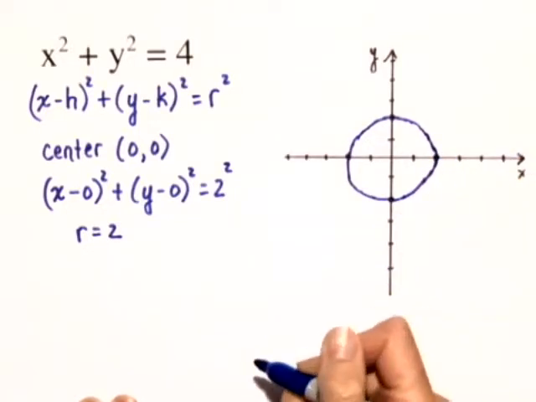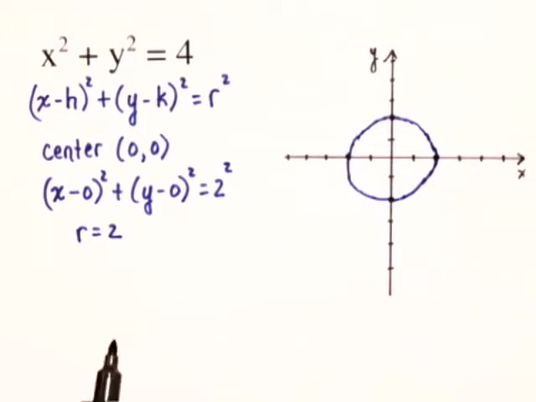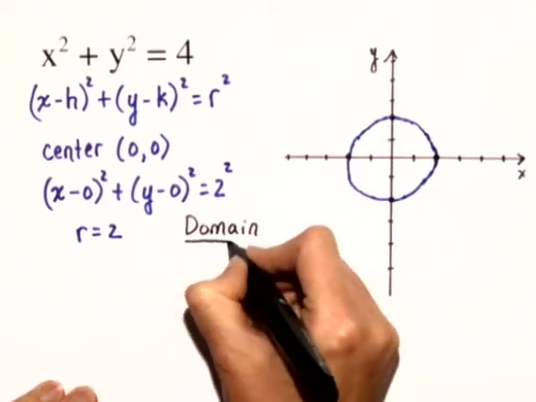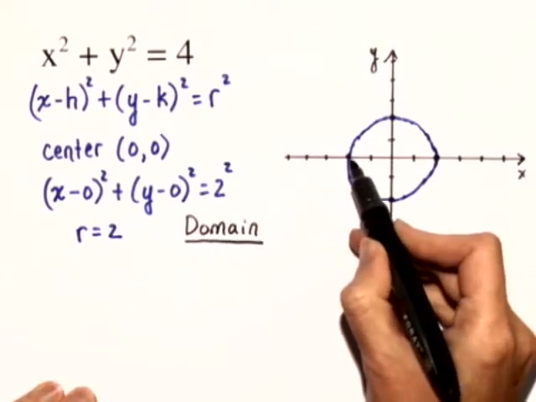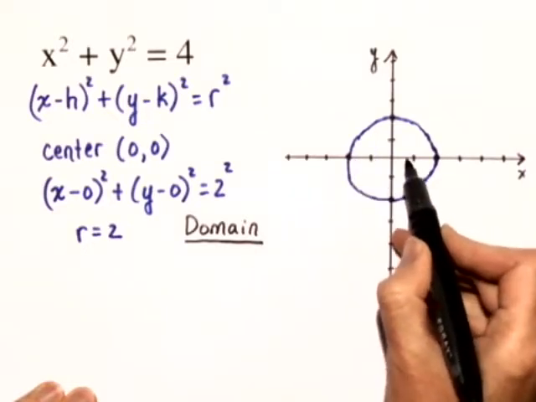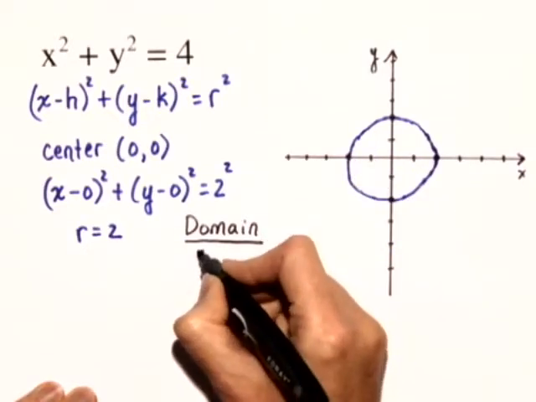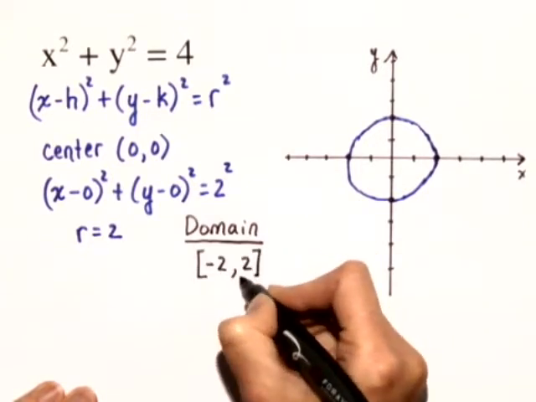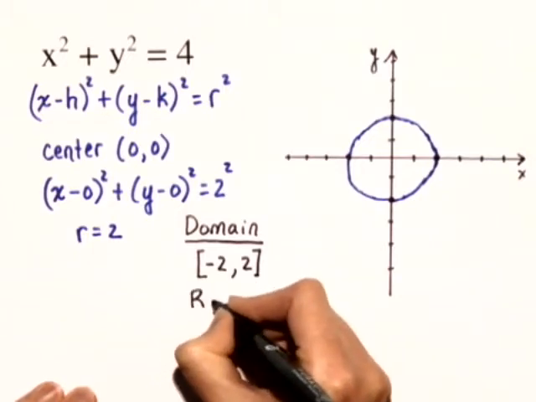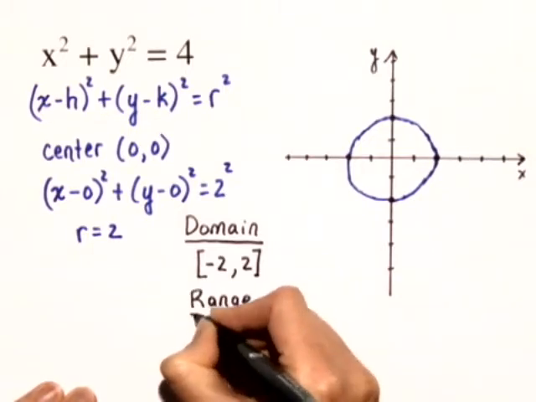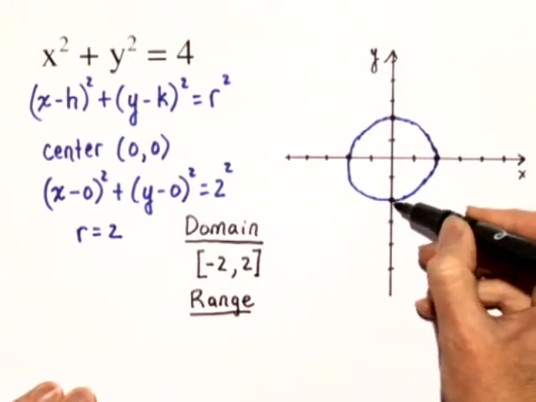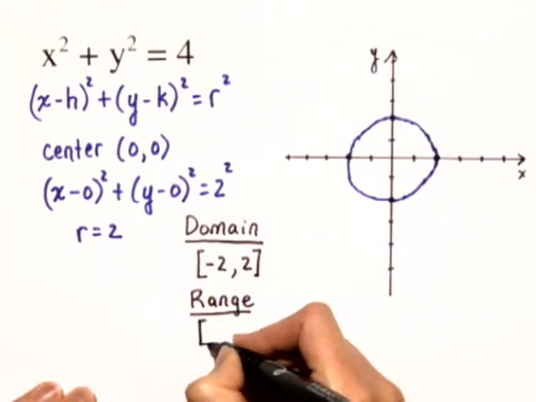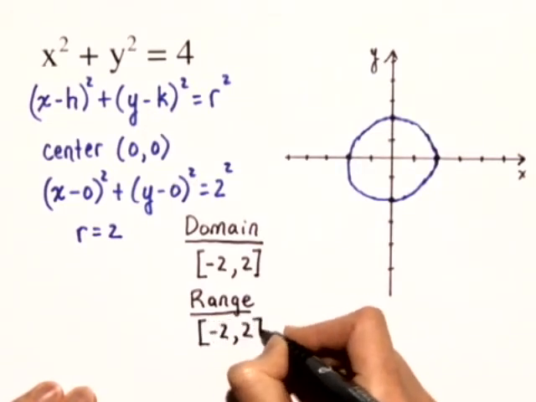Now let's talk about the domain and the range. The domain are all the possible x values. So if I look at my graph, I can see that my x values go from -2 all the way to +2 on the x-axis, and they can include the values of -2 and +2, so we'll use the closed interval. For the range, I really look up and down the y-axis, and I can see that my range goes from -2 also to +2, and it can include those y values, so again, I use a closed interval.